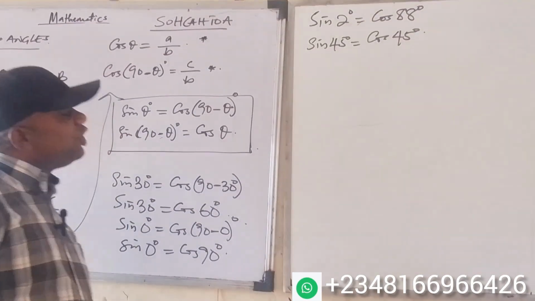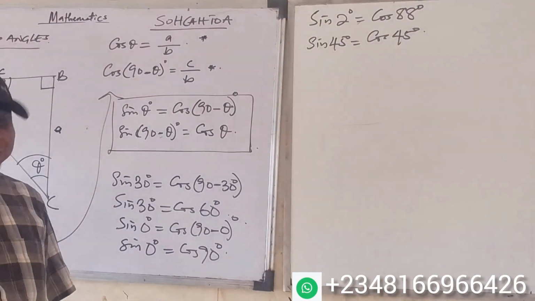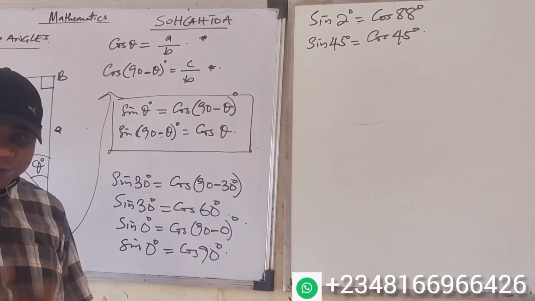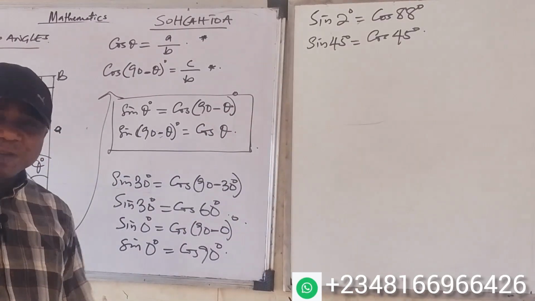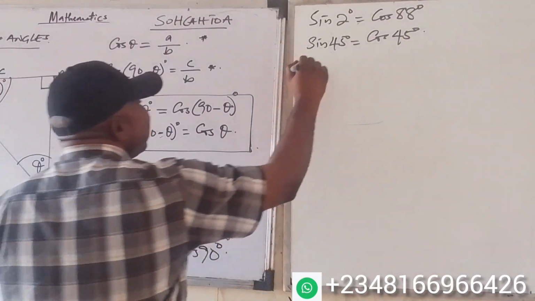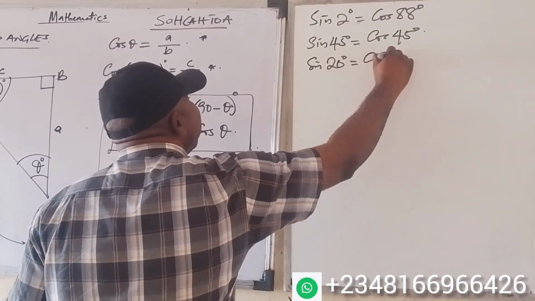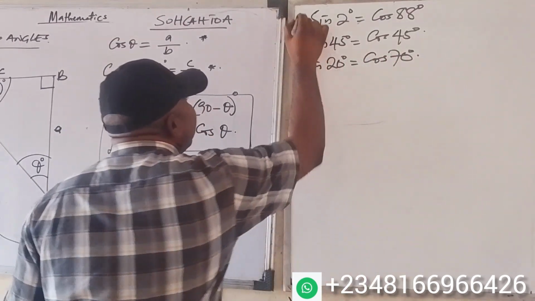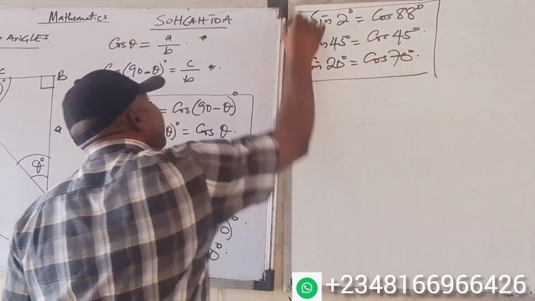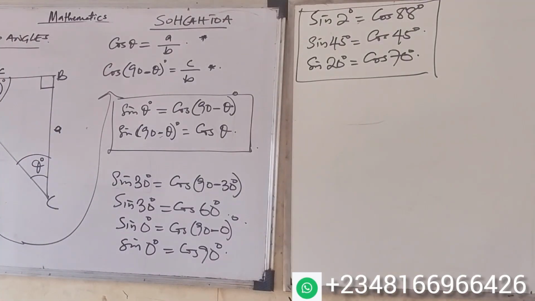That is why we're actually treating special angles. The value of cos 45 degrees gives us the same thing as sine 45 degrees. So if I have sine 20 degrees, it will give us cos 70 degrees. Now, this is the complementary angle relationship. In our subsequent classes, we're going to be applying this.